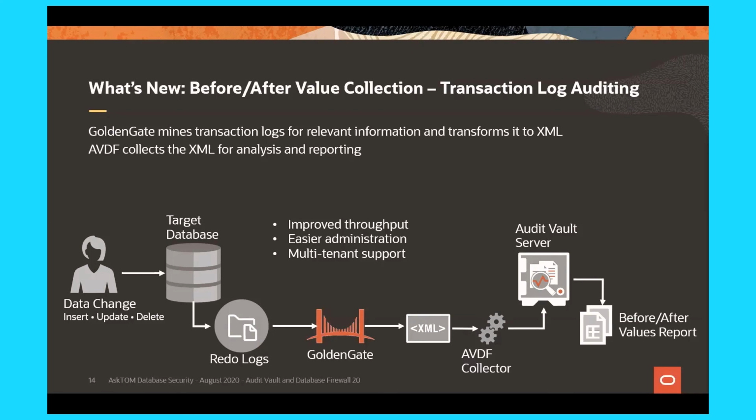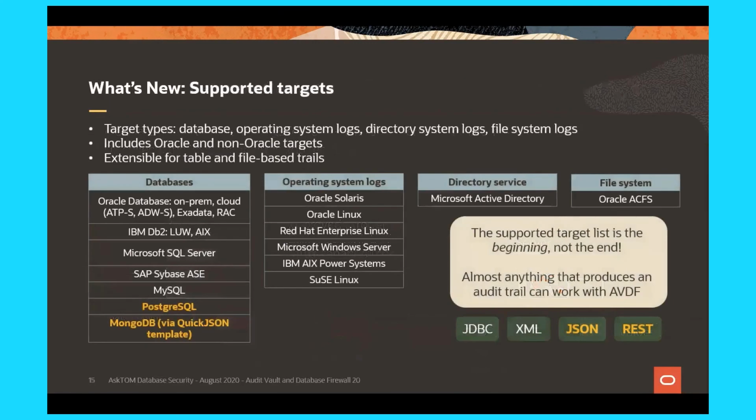Just a much better, much more scalable architecture. Let's go back to targets. I'd mentioned that we had some new ones. So Postgres, MongoDB, these are new in Audit Vault and Database Firewall 20. For custom collectors, JSON and REST, this is new in Audit Vault and Database Firewall 20.